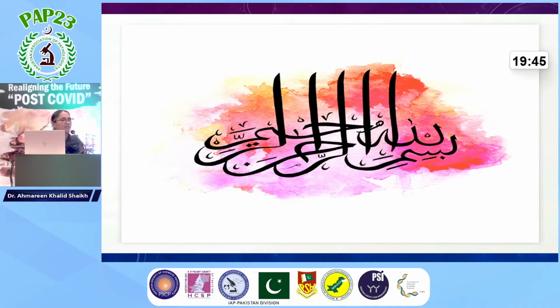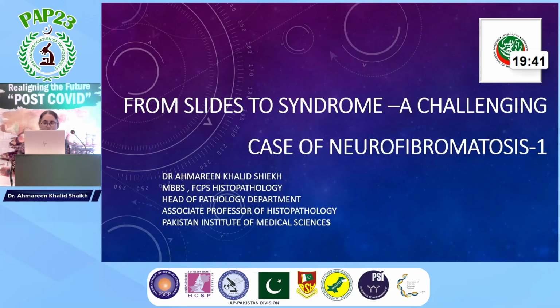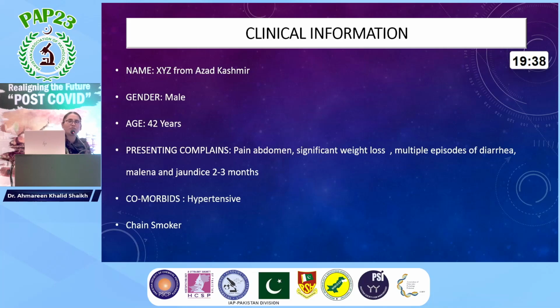I'm going to present a very interesting case. It was of a 42-year-old man who was a laborer by profession. He belonged to the Valley of Azad Kashmir. Three months before presentation, he was perfectly well when he started to have melena. He went to a local GP who gave him some medication and his condition improved. But a couple of weeks after that, he again had these complaints.